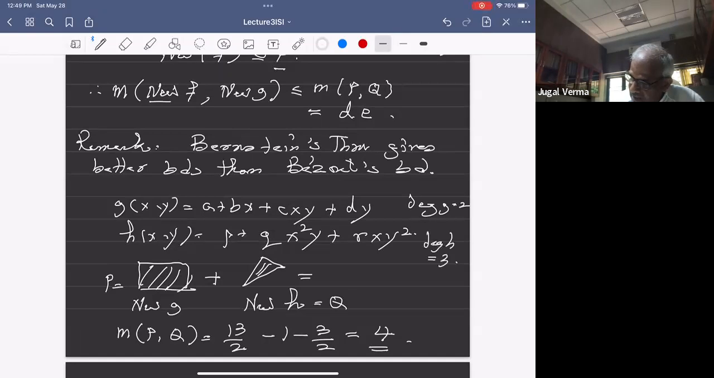So Bezout's bound says that there will be at most 6 points of intersection. But Bernstein's theorem says there will be at most 4 points of intersection. So it gives a better bound.